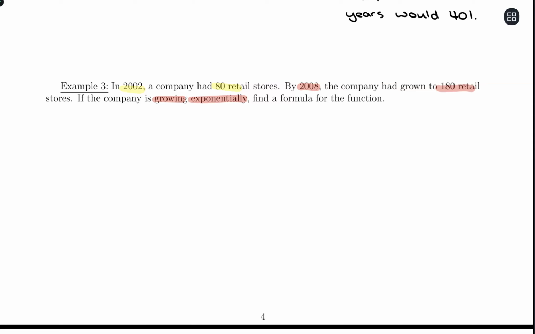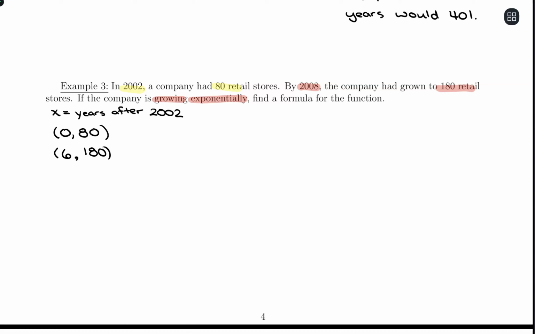So what we have here are 2 cases. We have basically 2 coordinates. So first, let's define our variables. X is going to be the amount of time that's passed. So let's call it years after 2002. And since we can define it, that makes it nice because then our units for 2002 and 80 would be 0, 80. That would be our coordinate. And then what we'd have is 6 years later in 2008. So 6, comma, and then 180 retail stores.